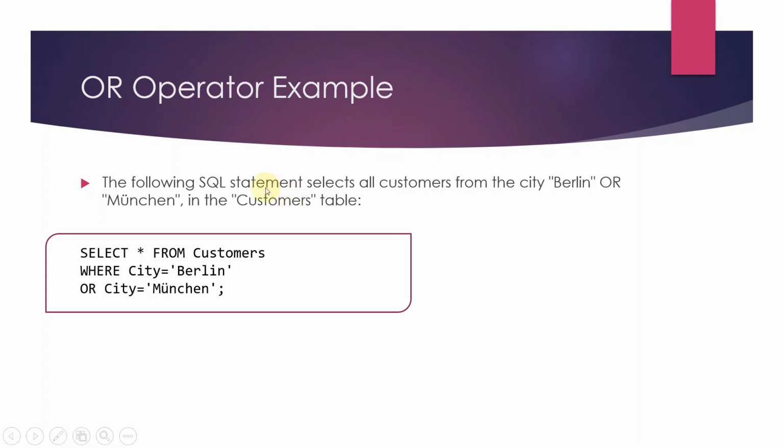Okay, so how about the use of or? The following SQL statement selects all customers from the city Berlin or München in the customers table. Earlier in the demo, it only showed Germany and Berlin. Since we use here the or, if any record matches Berlin or München, then it will be displayed on the output. So after the query.